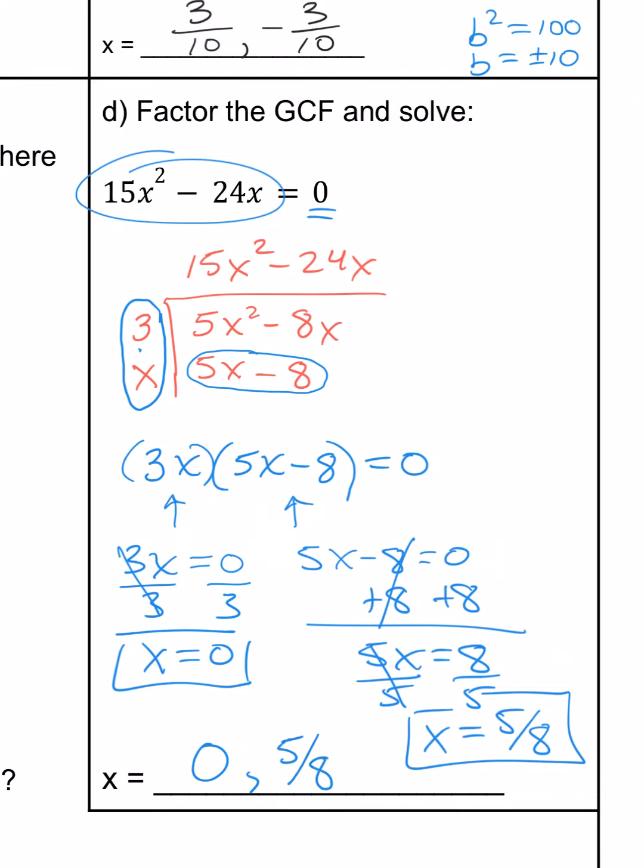So GCF is when we pull out a number or variable set that is common in both. By creating two factors being multiplied, where the product of the two factors gives us 0, we can create two equations and solve.